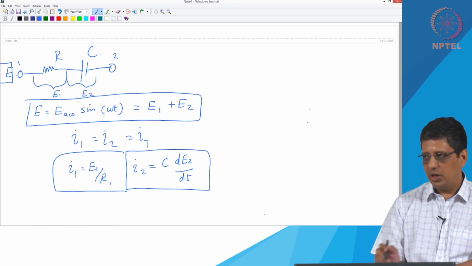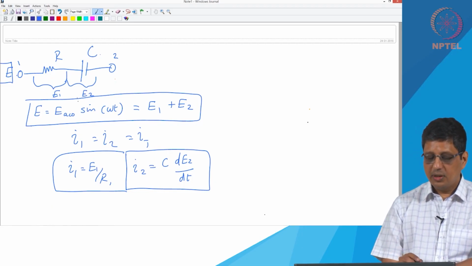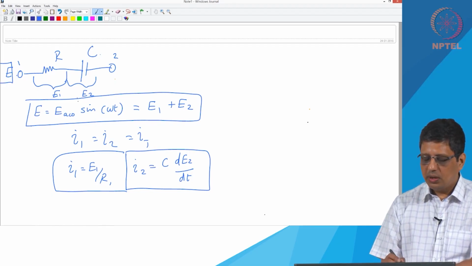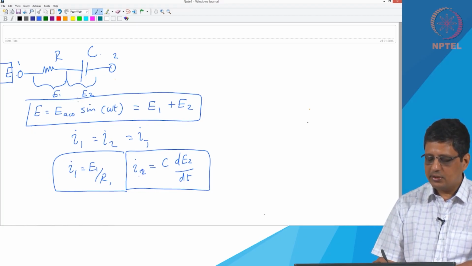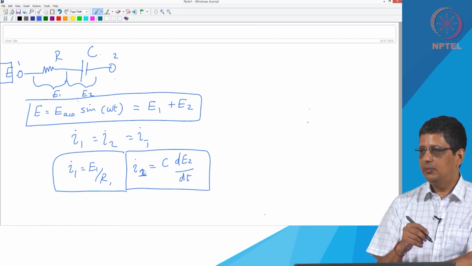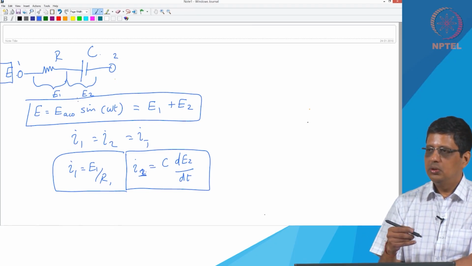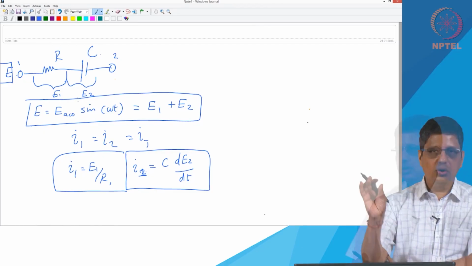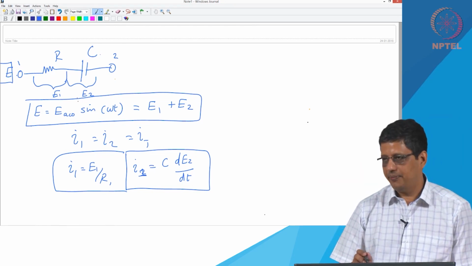We do not know E1 and E2. We want to eliminate this. We have 3 equations. We have E1, we have E2, we have I1, I2. I1 is equal to I2, therefore, we can write this also as I1. We want to eliminate E1 and E2 and get the value for I. Therefore, we can write I equal to a function of known values EAC0, omega, R and C.